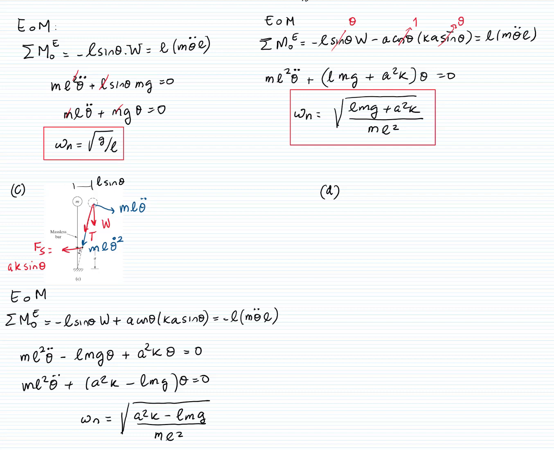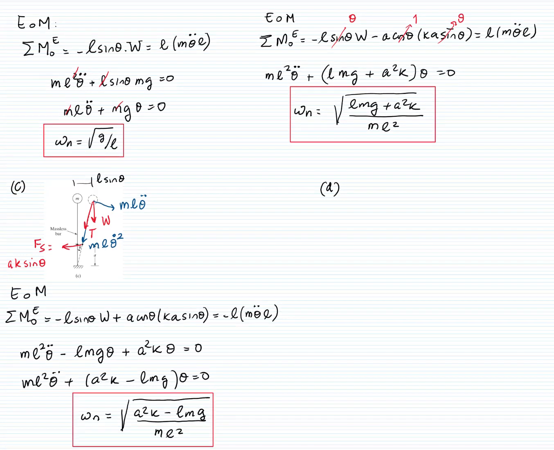Please notice that in this case, if the component of the weight is greater than the component of the spring, which is a squared k, this radical becomes negative and that doesn't have a physical meaning. It means that the system is unstable. So the weight will overcome the force of the spring and then the inverted pendulum will not be able to stay vibrating around its vertical position. And notice that between those three cases that we just analyzed, the one that has the greatest natural frequency is the second case.